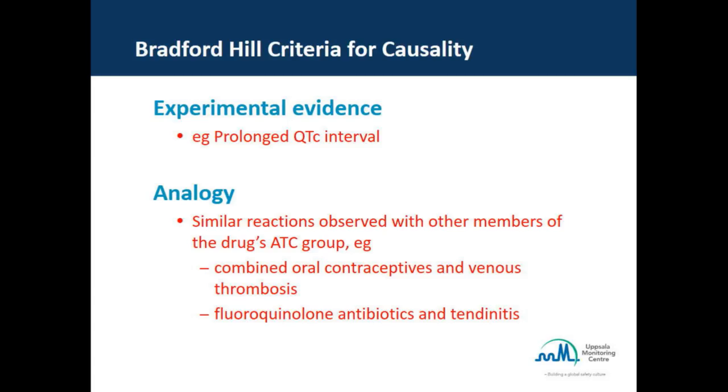And then we talk about analogy, and this is similar reactions observed with other members of the drugs' ATC group. So we gradually develop the knowledge that combined oral contraceptives that contain estrogen can all cause venous thrombosis, and that fluoroquinolone antibiotics, all of them can cause tendinitis, although we only saw it with ciprofloxacin to start with.